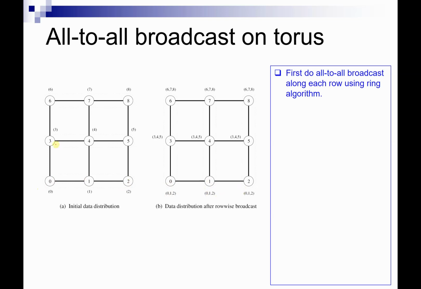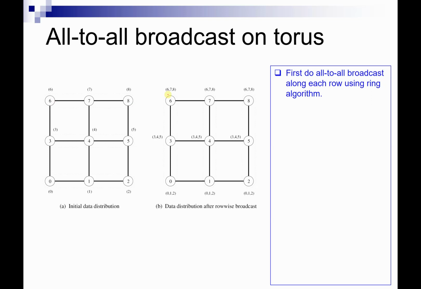Also, the processes in the second row do all-to-all broadcast, so they all end up with values 3, 4, 5. Then the processes on the third row all do the all-to-all broadcast, so they all get values 6, 7, 8. Now we've successfully broadcast along the rows, and the next thing to do is to broadcast along the columns.